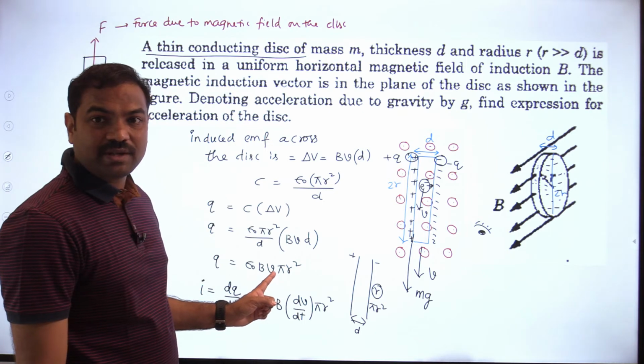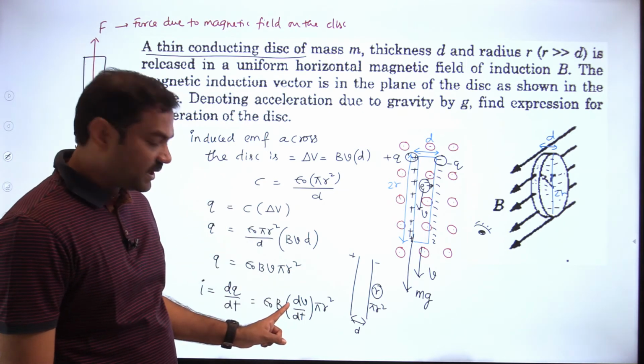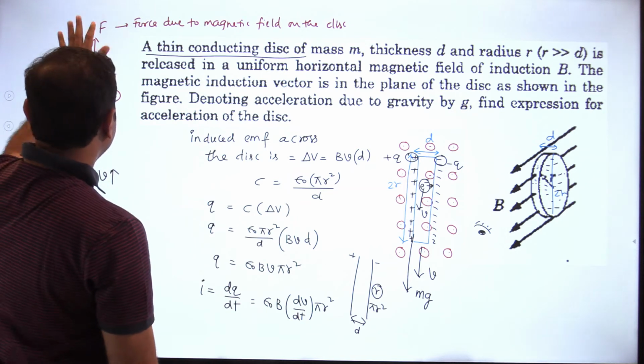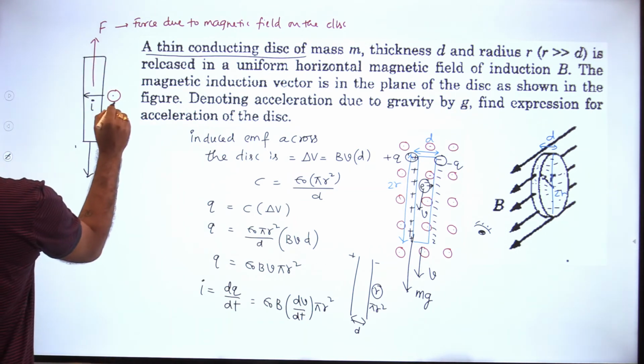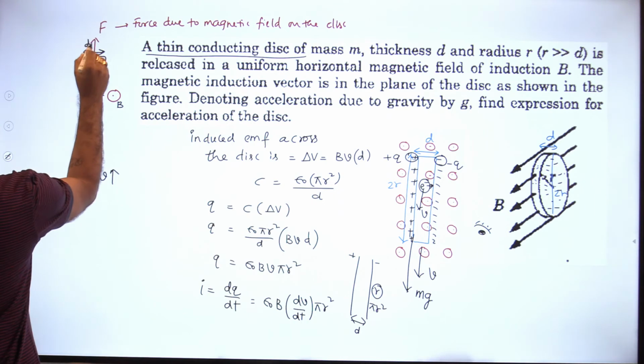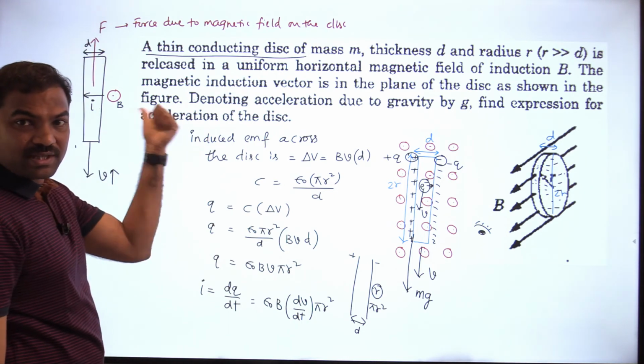Because velocity is variable, no? I told that velocity is increasing. That's why I have taken the positive only. This one, positive number. So this is the current. If this is the current, how the force is acting? Force value. Now this is the magnetic field. This is the current. Current is flowing across the length of D. Current flows across the length of D.